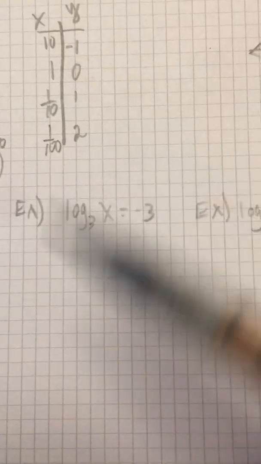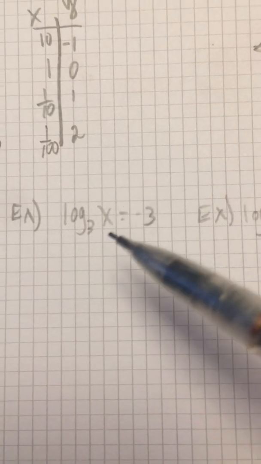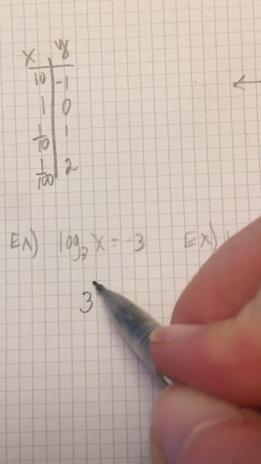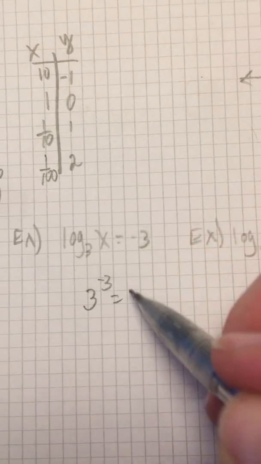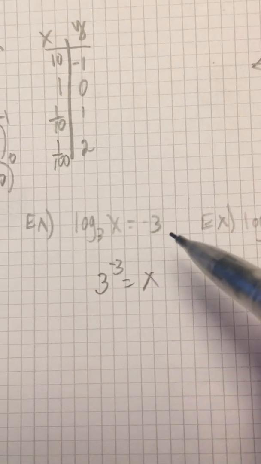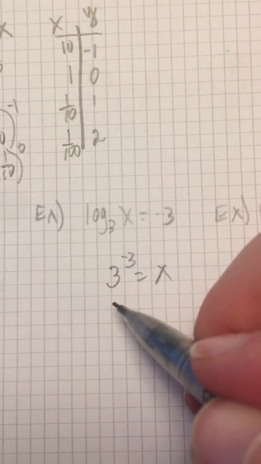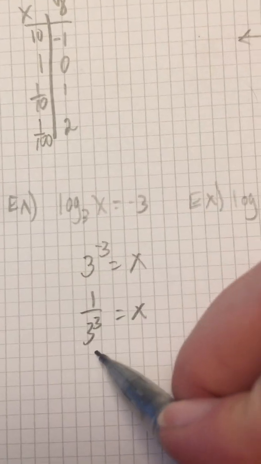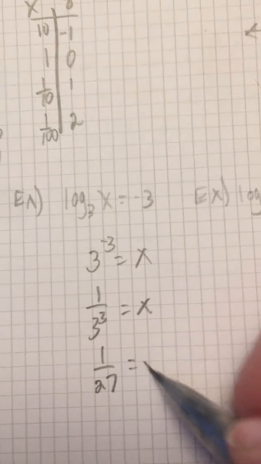Majority of these, when I see a single log by itself, I'm going to switch forms. So this is the base, this is the exponent, and this is the value. The x is alone, so solving for this, all I have to do is 3 to the negative 3, which is going to be 1 over 3 cubed. And that means I have 1 over 27 equals x.